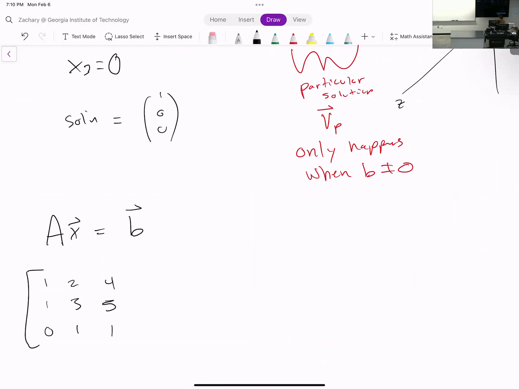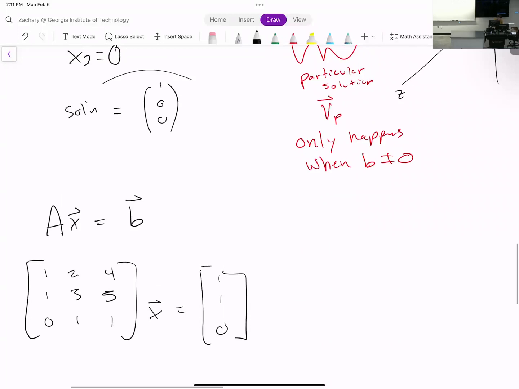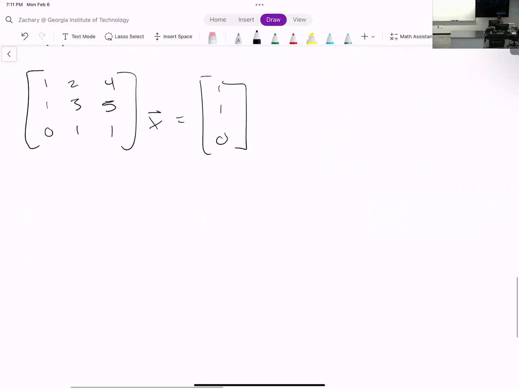4, 5, 1. Okay, times X equals 1, 1, 0. So if we say this is a solution, then what we should be able to do is plug this in for X and get this equation to be true. What I mean by that is we multiply 1, 2, 4, 1, 3, 5, 0, 1, 1 times our proposed solution of 1, 0, 0.